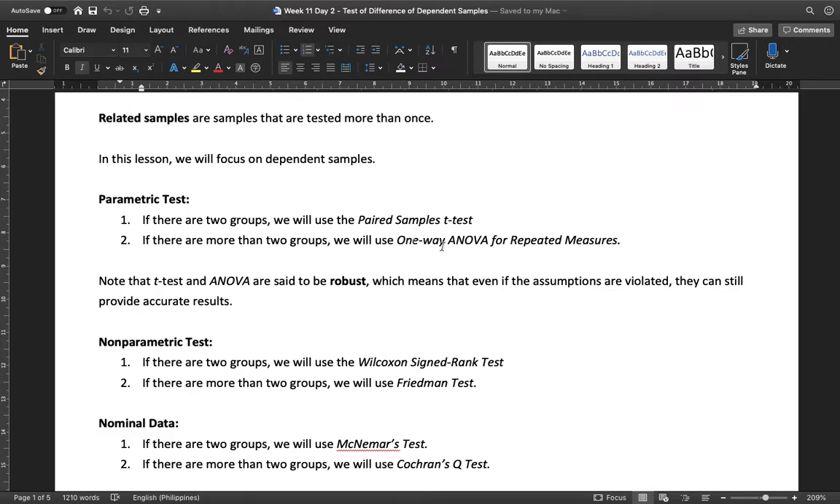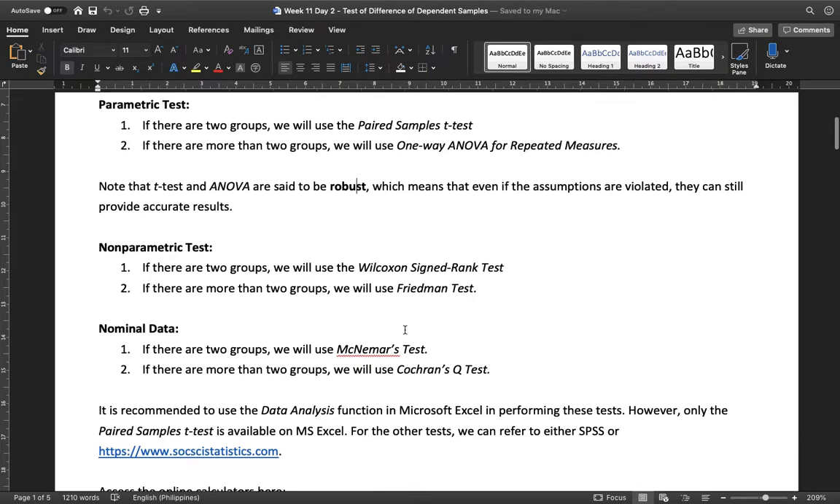Now, the t-test and ANOVA, again, they're said to be robust. So, kahit ma-violate yung statistical assumption na apat na meron tayo, accurate pa rin yung results nila. So, kahit hindi siya normally distributed, robust pa rin naman itong mga tests ito. Ang parametric, ito, ginagamit ito kapag continuous ang data natin. Interval and ratio. Kapag ordinal, two groups, ginagamit si Wilcoxon signed rank test.